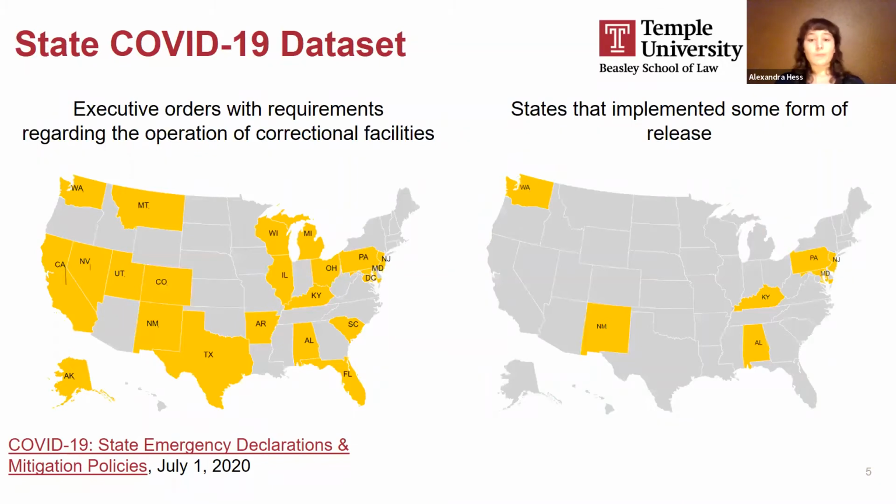And here are just a couple of maps. On the left-hand side is a map of all of the states that had some kind of executive order with requirements related to operation of correctional facilities in place as of July 1st, 2020. And on the right-hand side is, out of those states, those 7 that had implemented some form of an inmate release requirement.